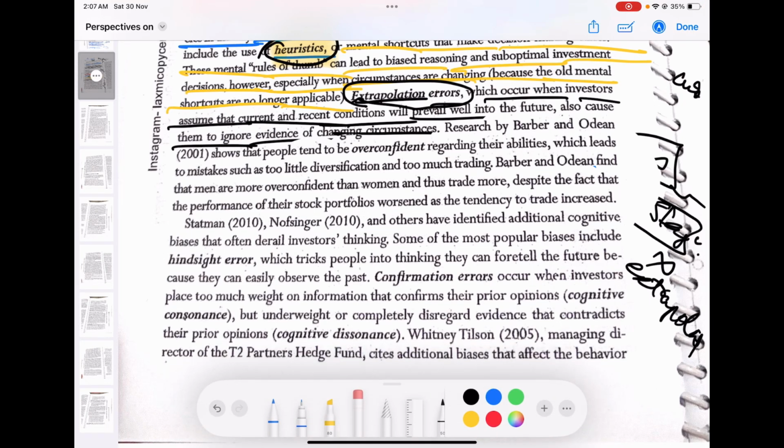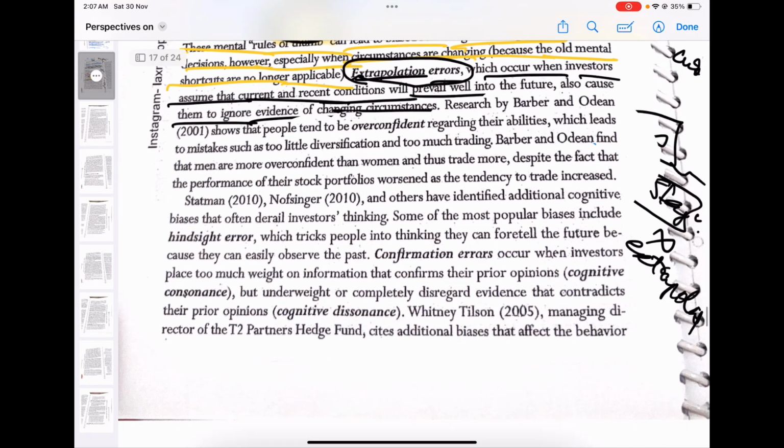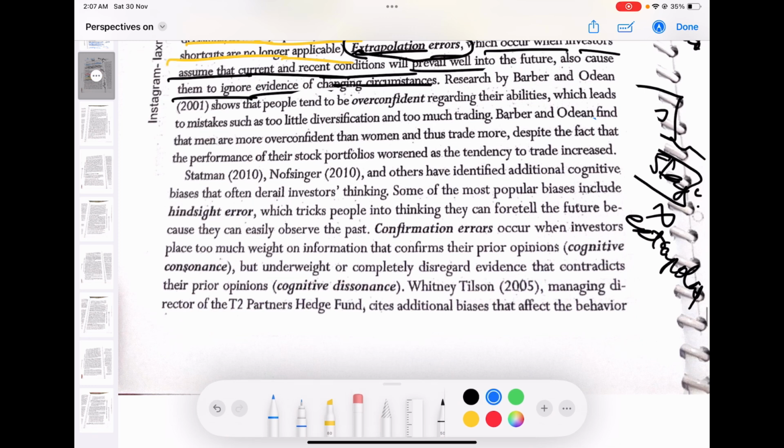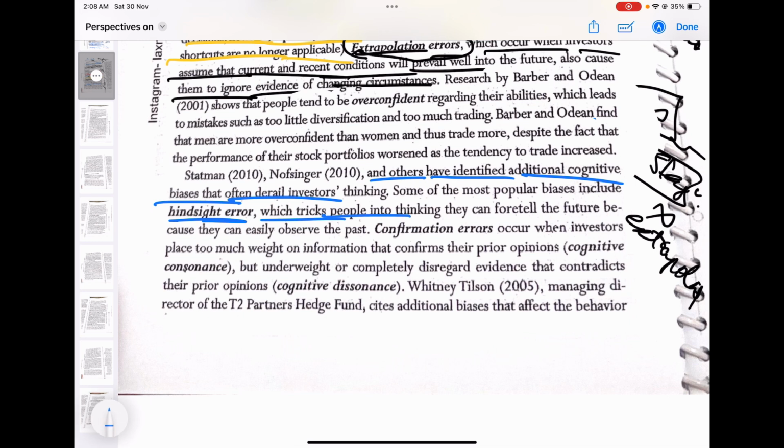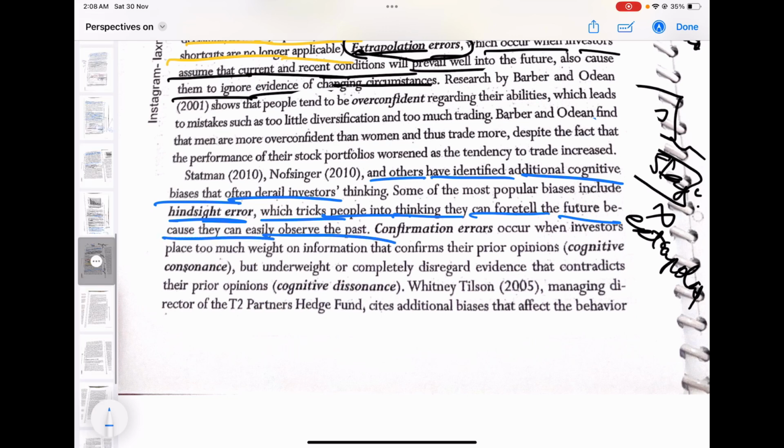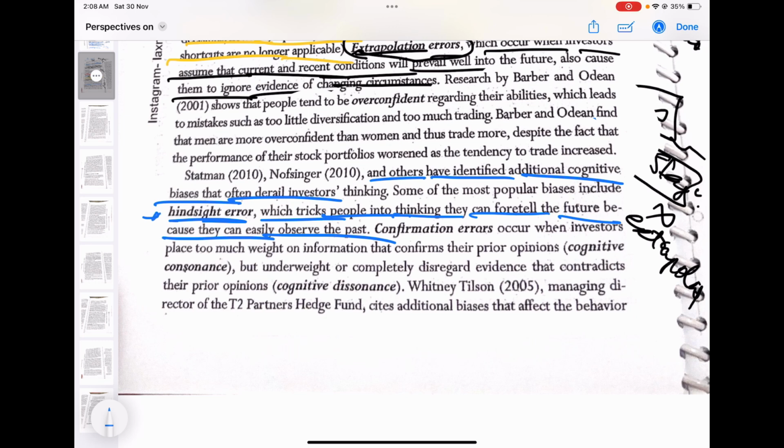Research by Barber and Odean shows that men are overconfident as compared to women. Statman and Norfinger 2010 and others have identified additional cognitive biases that often derail investors' thinking. Some of the most popular biases include hindsight error, which tricks people into thinking they can foretell the future because they can observe the past. So just because you know what has happened in the past and just because you expect that to happen in the future doesn't mean that you have some sort of magical powers that you know exactly what's going to happen. So you can never be very sure about what will happen in the future. So that is basically about the hindsight error.